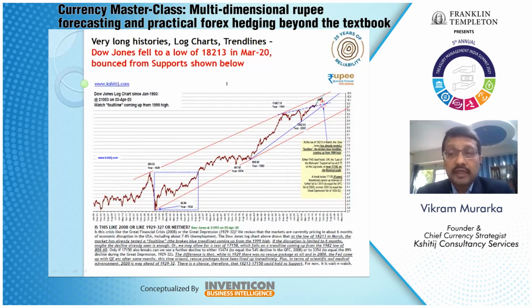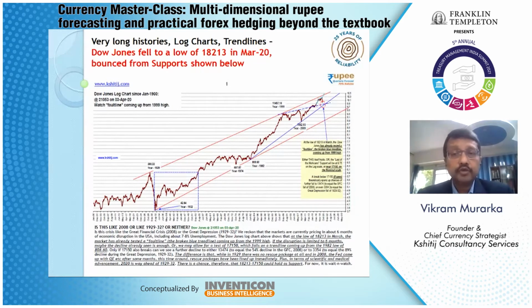So when we saw this, we were able to say that there could be chances of a bounce from here at a time when everyone was very, very bearish. A long-term history using log charts and simple trend lines alerted us to the possibility of a bounce in the Dow, and therefore that there could be chances of a bounce in the Sensex also, and that therefore the dollar rupee could fall. So this is something, again, long-term histories help us with.